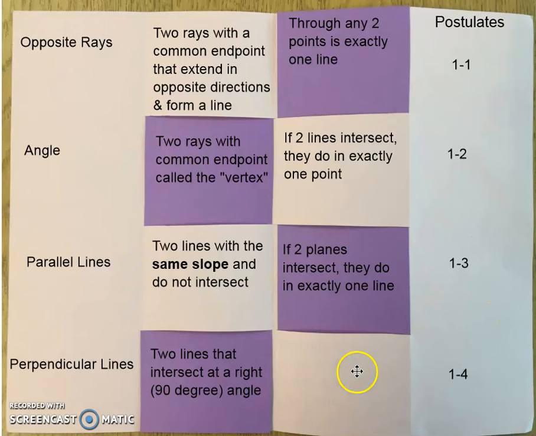And then our last postulate is through any 3 non-collinear points. Remember, non-collinear means not on the same line. So through any 3 non-collinear points, there is exactly one plane. I'm going to get some volunteers and demonstrate this to you guys later, but let's get to our diagrams.